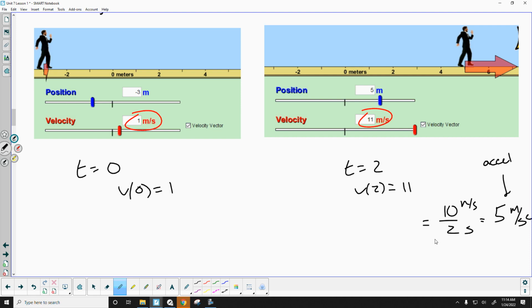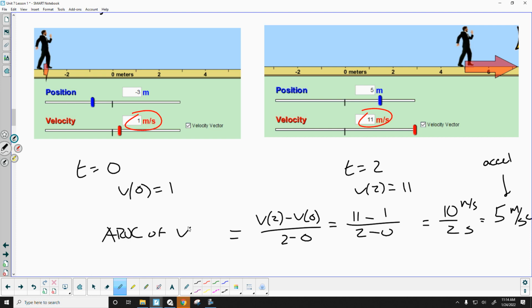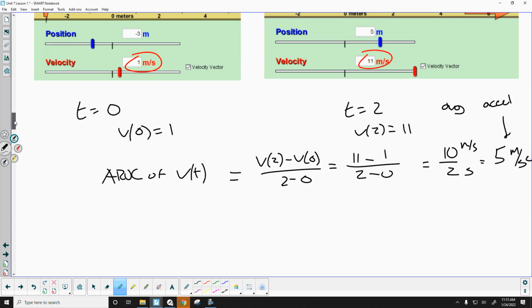How'd you get the 10 over the 2? You did a y2 minus y1 over x2 minus x1. But I'm not going to say it's y's and x's, I'm going to say it's v's and t's. And what is this slope? The average rate of change of v. That gives me an average a. So what do we learn? The rate of change of v gives us a.